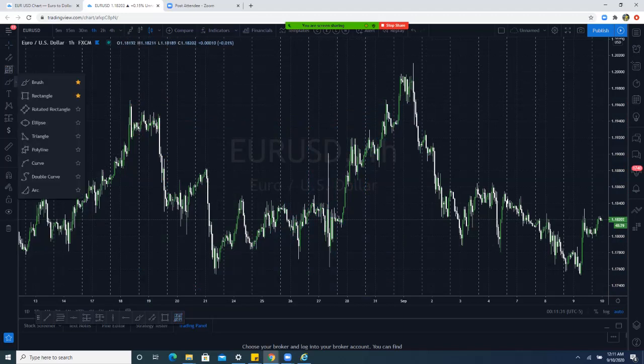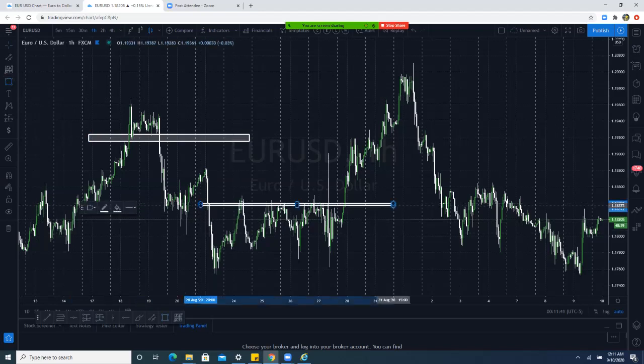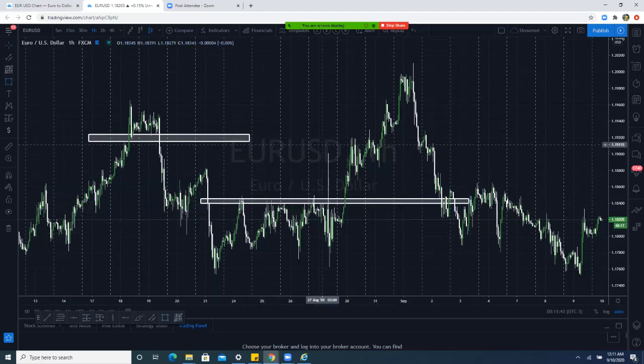But to continue on, you see that you have your more advanced drawing tools here. Then you're going to get to your basic shapes. So your brushes, your rectangles, triangles, and whatnot. And you can draw your rectangles. I like to use it for zones in the market where I'm finding my support and resistance.